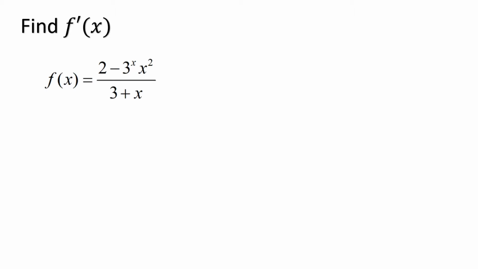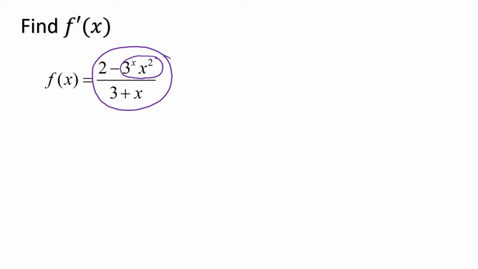2 minus 3 to the x squared, all over 3 plus x. What's interesting about this particular function is that in order to take the derivative, we'll have to use the product rule for this 3 to the x times x squared, and the quotient rule for the function overall.